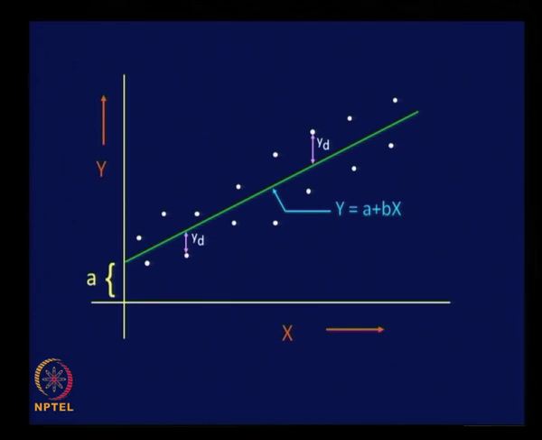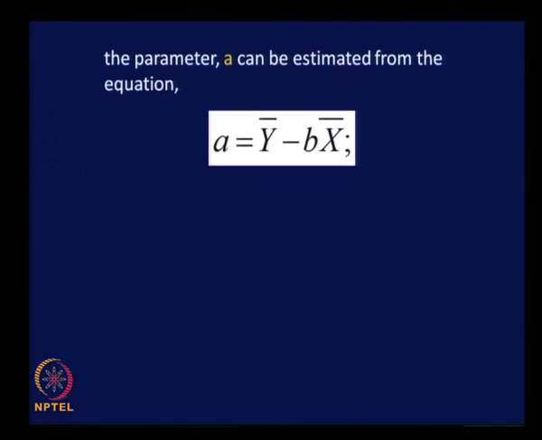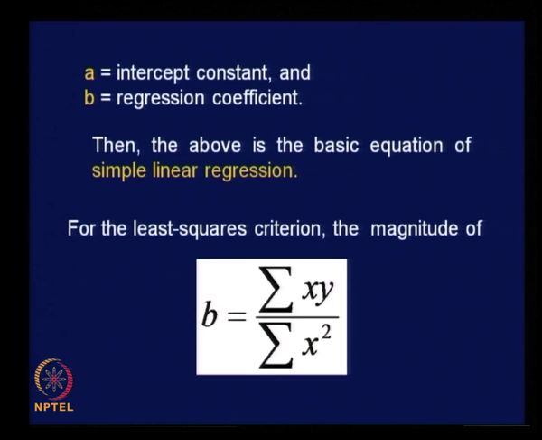Because this is what we call as least square criterion. Then the parameter a can be estimated from the equation a is equal to y bar minus b x bar. Please note here Y and X are capital letters, capital Y and capital X, whereas previously the equation for B contains lowercase x and y.